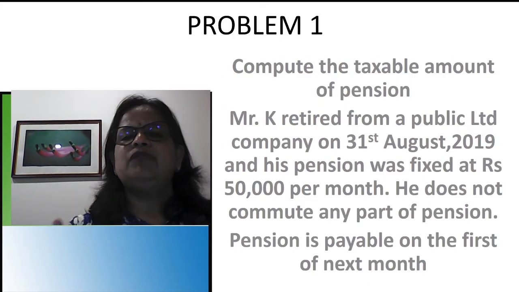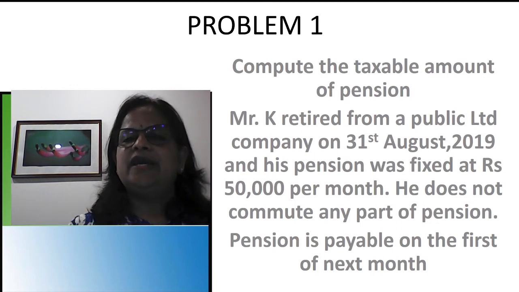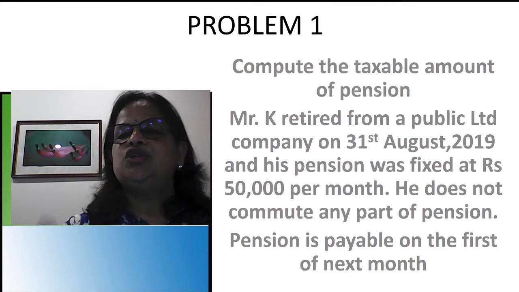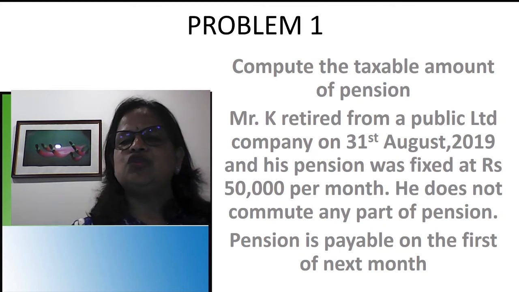Now the first problem we are going to do: compute the taxable amount of pension. Mr. K retired from a public limited company on 31st August 2019 and his pension was fixed at rupees 50,000 per month. He has not commuted any part of his pension. Pension is payable on the 1st of next month.